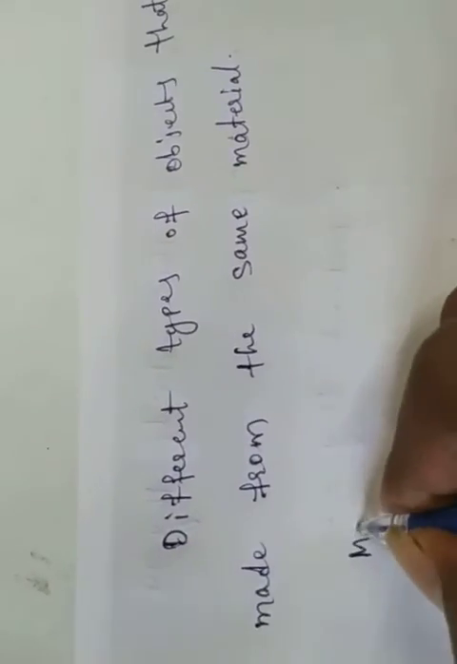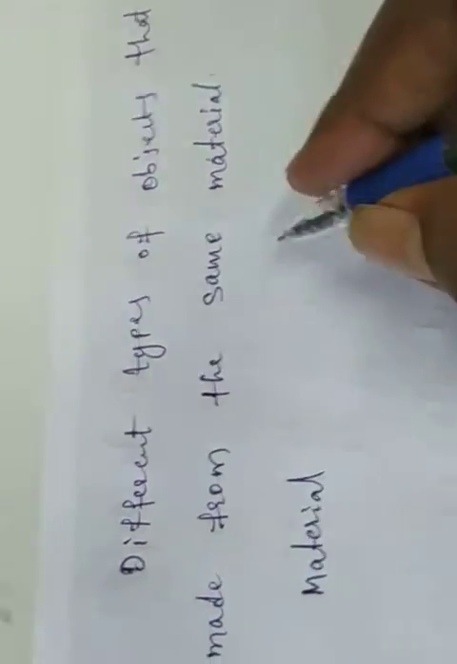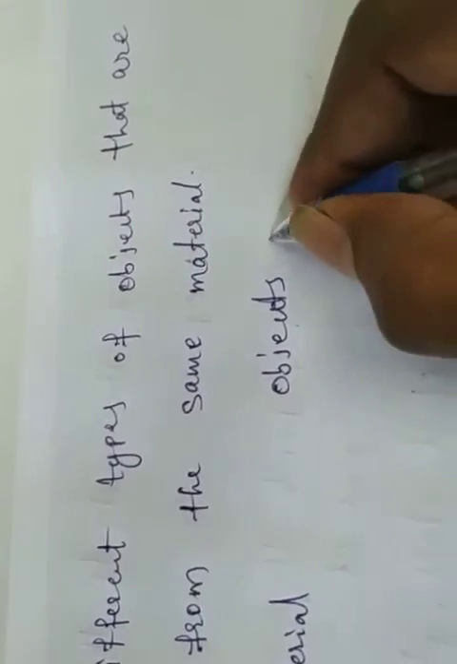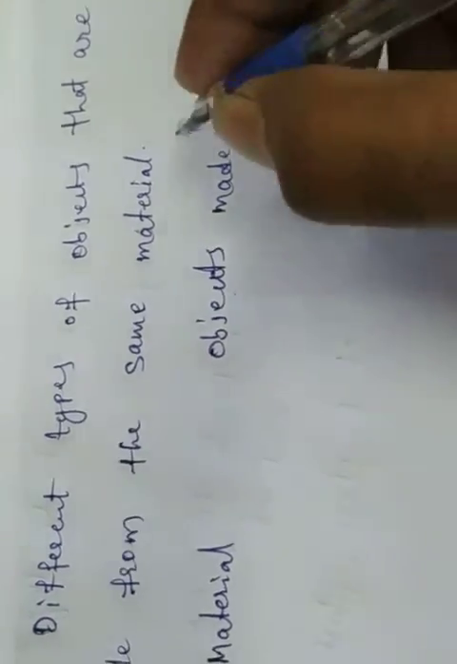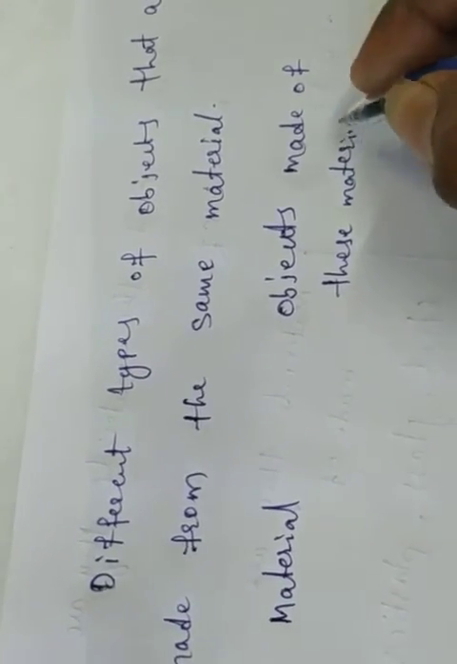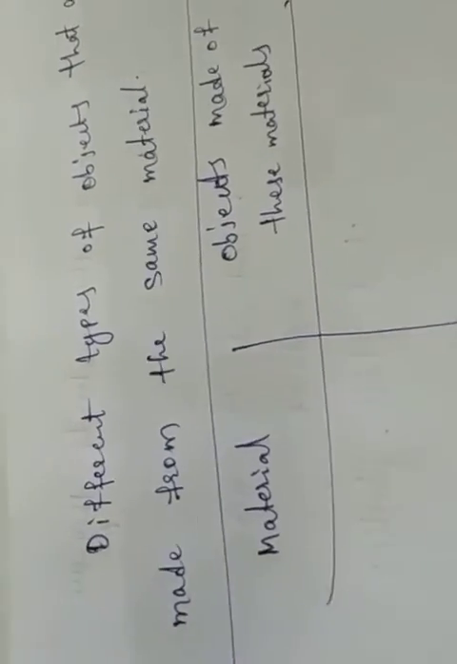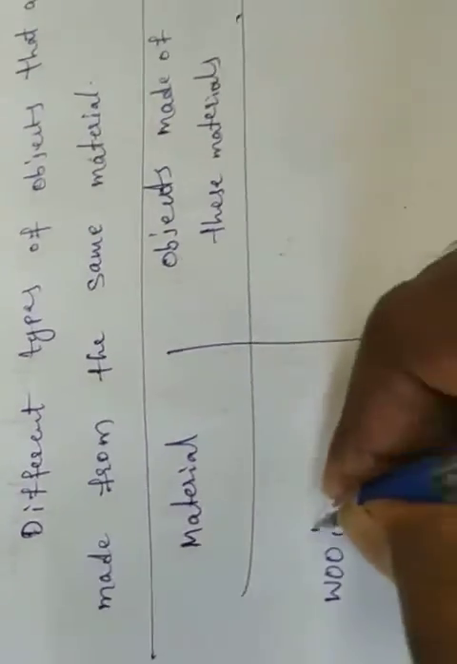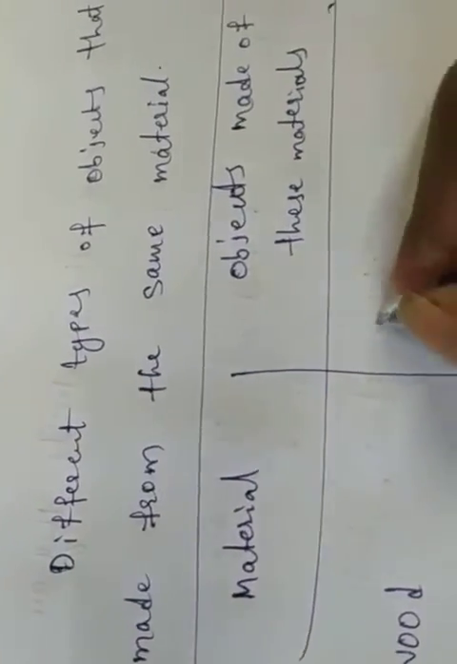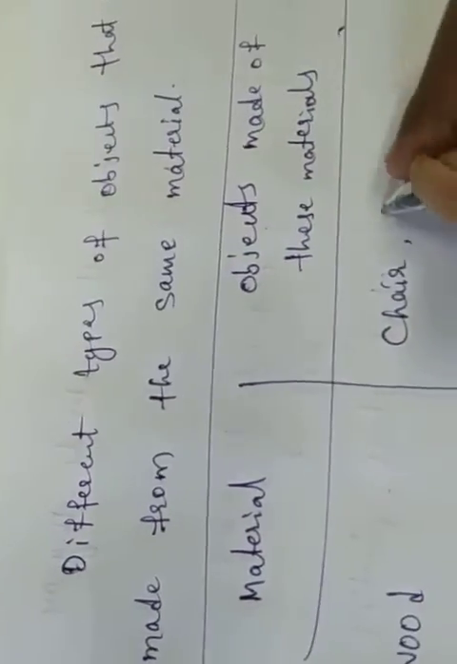Here the first column is the material, and the second column is the objects made of these materials. These are the two columns. In the first column we have to take the material, for example, wood. With wood, how many objects can we prepare? We can prepare a chair, and a table also.